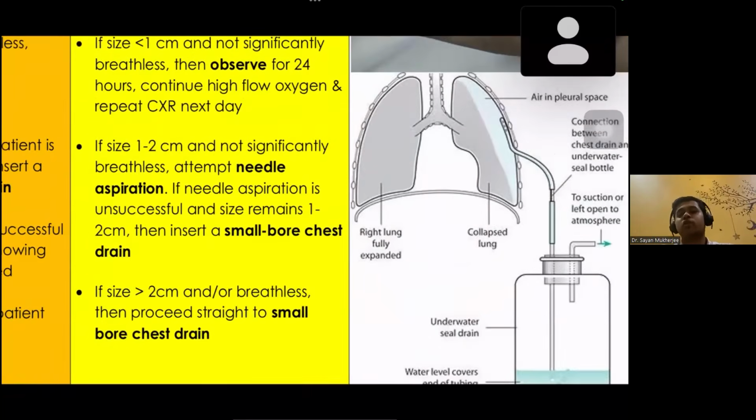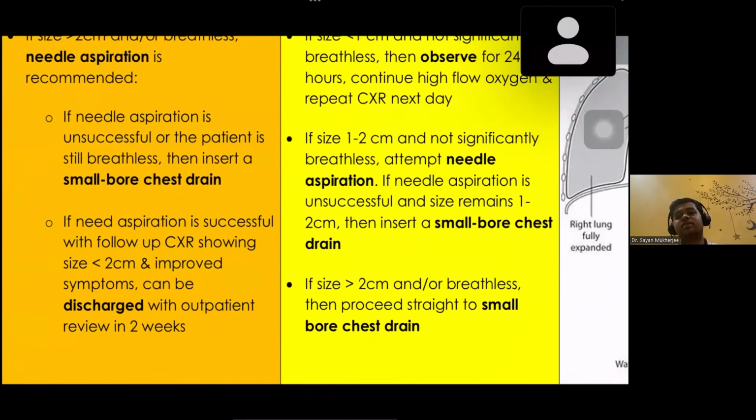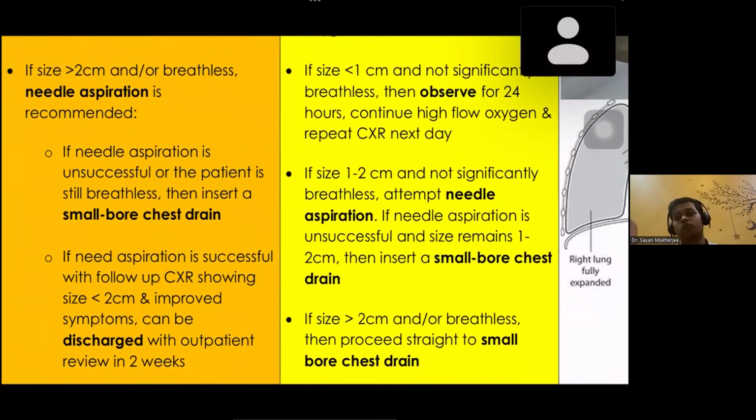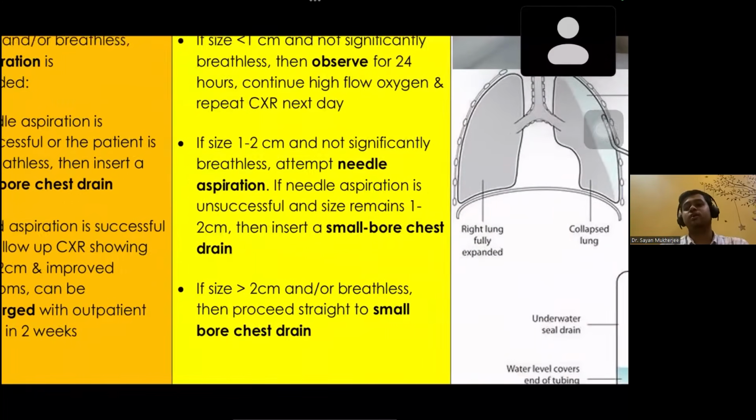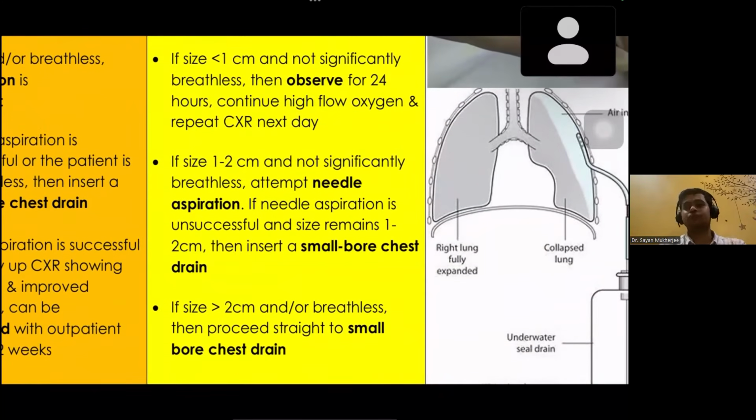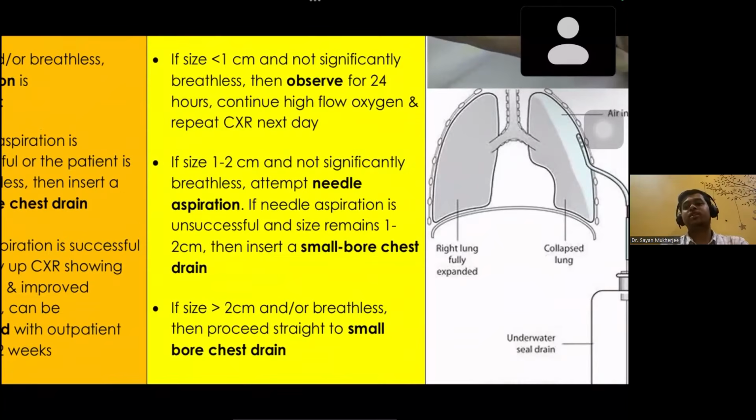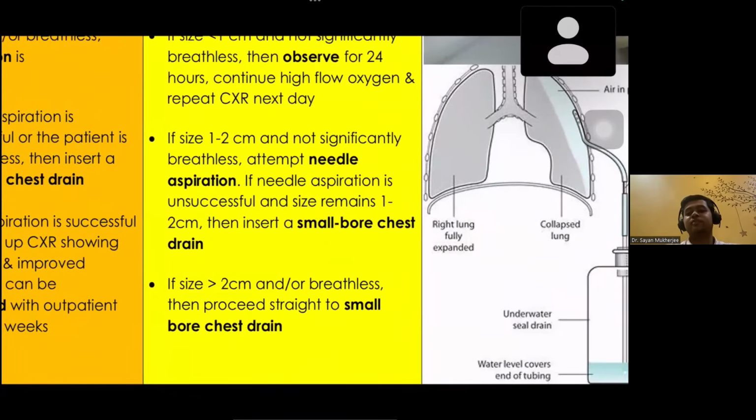But if it's more than 1 to 2, just check on the other side, because here it was mentioned more than 2. But on this side, we have chosen it to be between 1 to 2. So if it's between 1 to 2 and the patient is not significantly breathless, we can go for a needle aspiration. Same thing, anterior fifth intercostal space, anterior axillary line. And if it's unsuccessful, if the size doesn't change much, insert a chest tube. And then again, if the patient is breathless and if it's more than 2 centimeters, again, insert a chest tube.